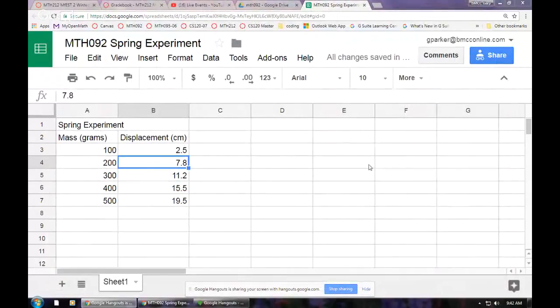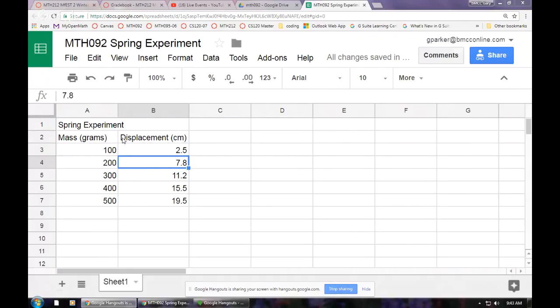All right, welcome back. So here is the data from our first spring experiment. We have masses. I put them in ascending order here. We did a 500 mass weight, and that stretched the spring 19.5 centimeters. The stretch, by the way, is called displacement usually. So we'll do this in a couple of different ways.